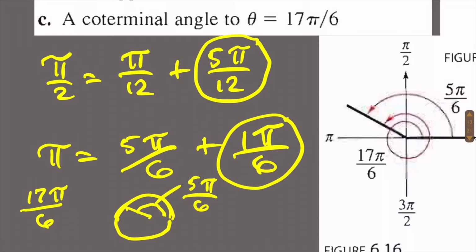So isn't that 5 pi over 6? Isn't that also, if I'm going the other direction and trying to get to there, I'm starting here and coming around this way, I could also call that negative 7 pi over 6. And those are coterminal to 17 pi over 6.